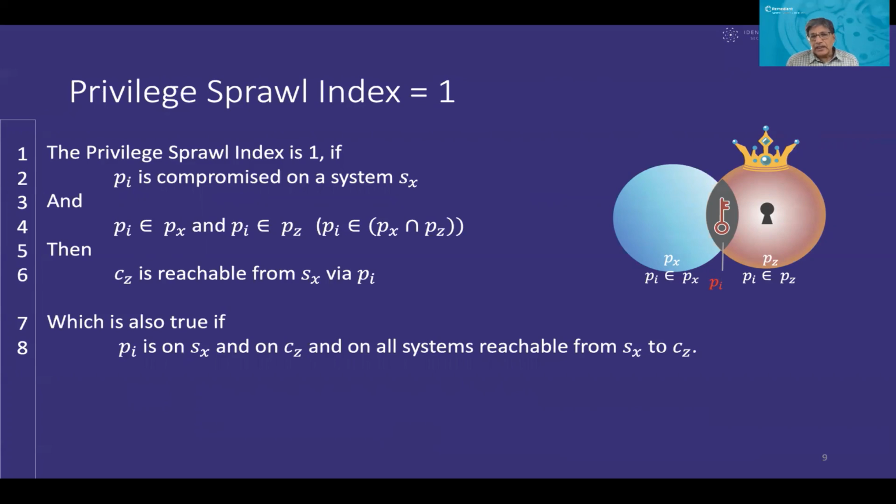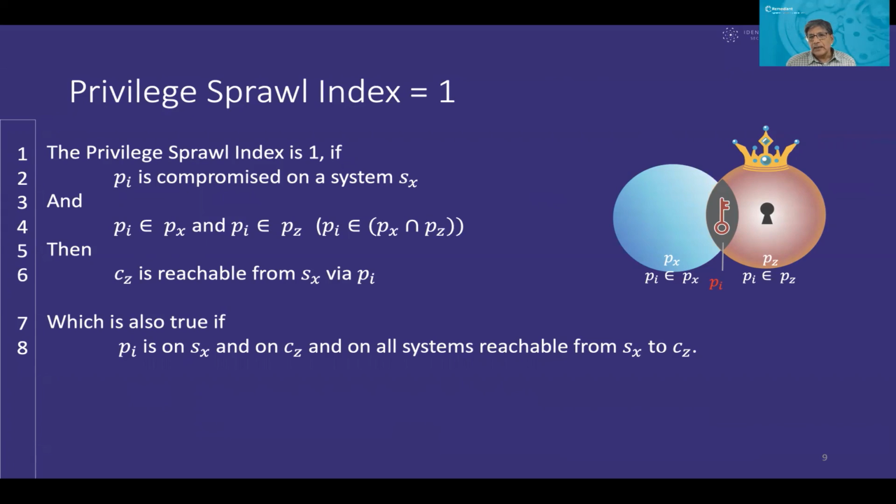But oftentimes that's not typically how it works. Some other system gets compromised and then attackers move laterally. So with PI, that's common to the system that's attacked or breached and the system that needs to be breached, I can easily migrate laterally, it's reachable, and my job is done. It's the easiest way to go. So of course, PI is on SX and it's also on CZ, and if necessary, on all systems reachable from SX to CZ.